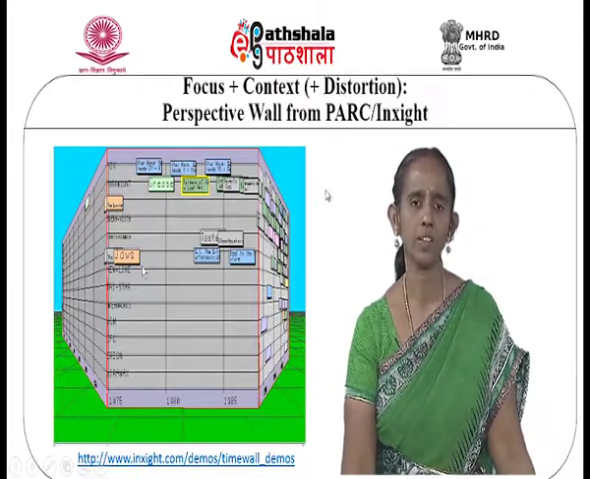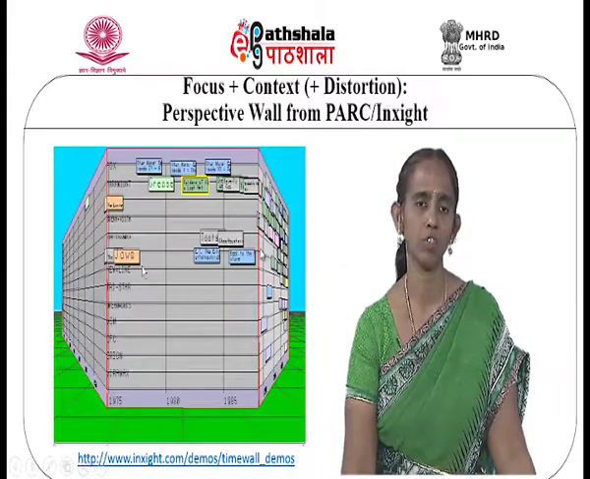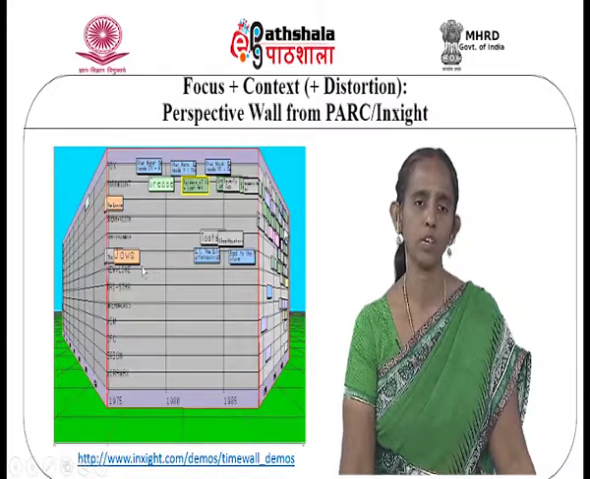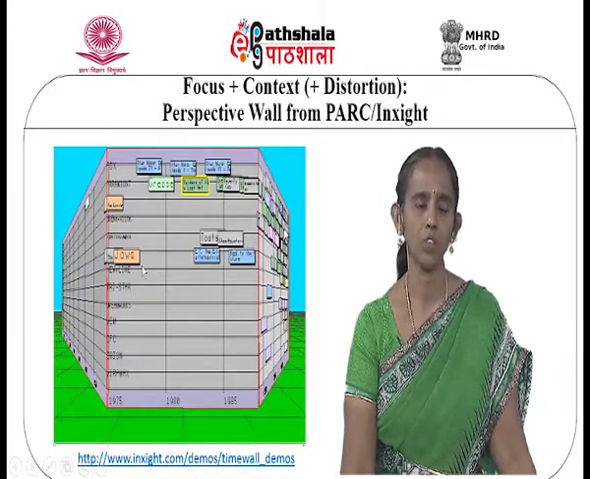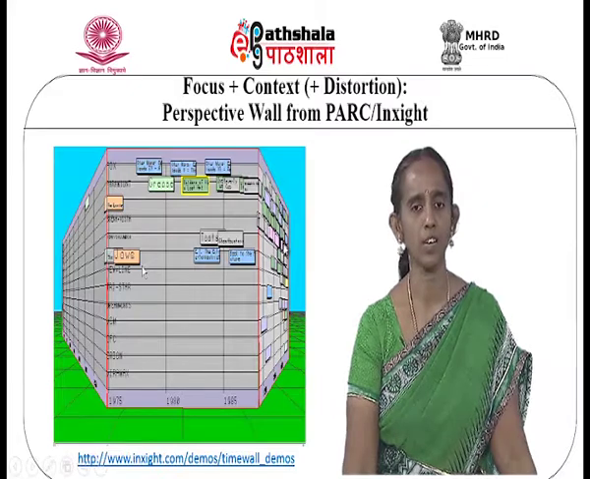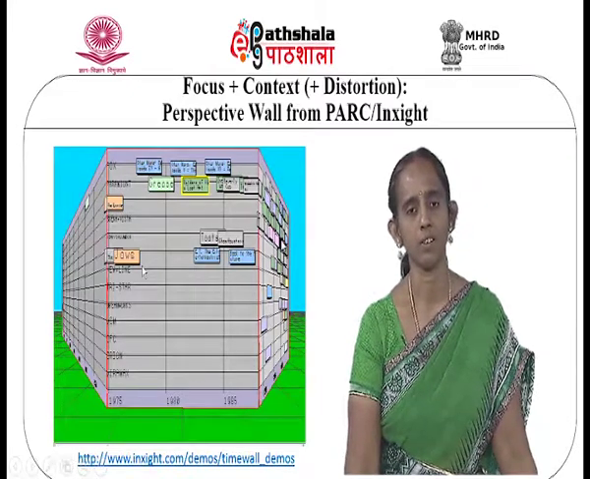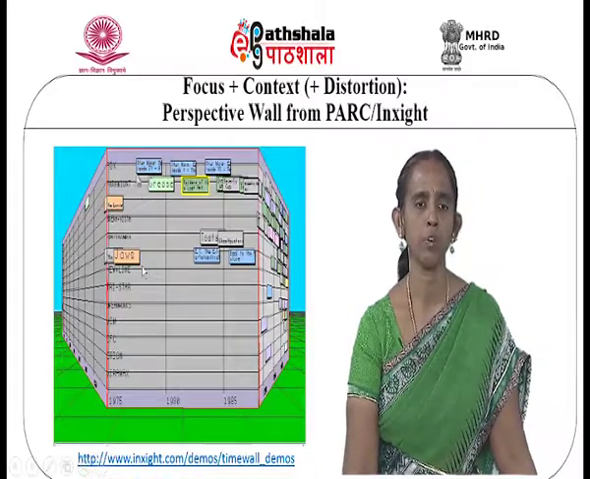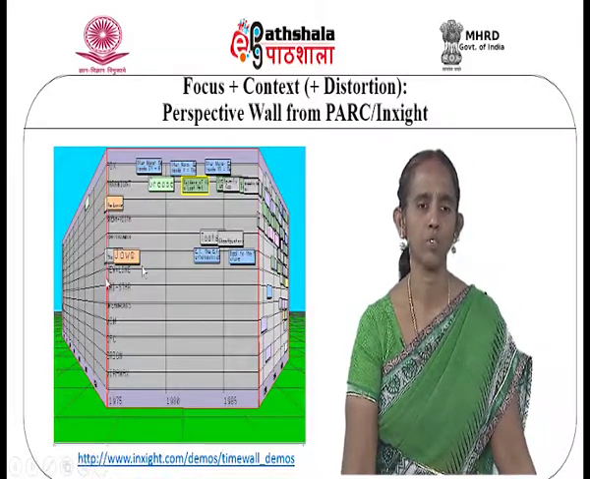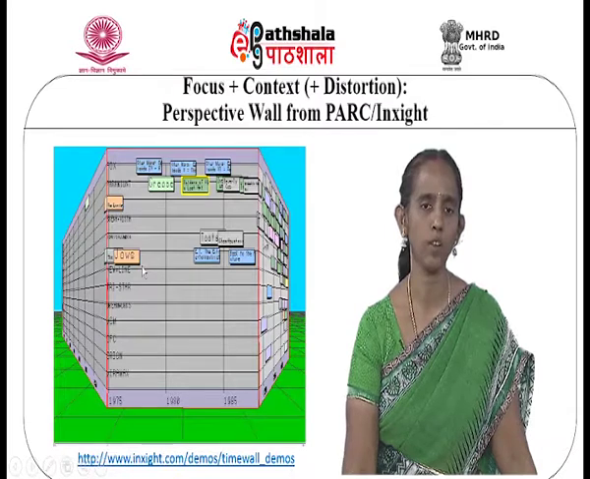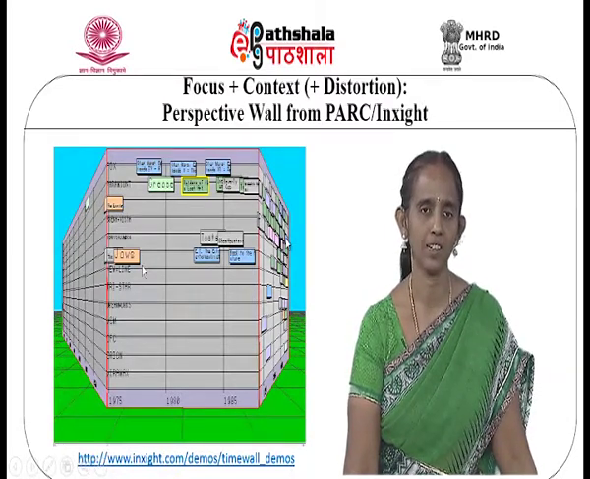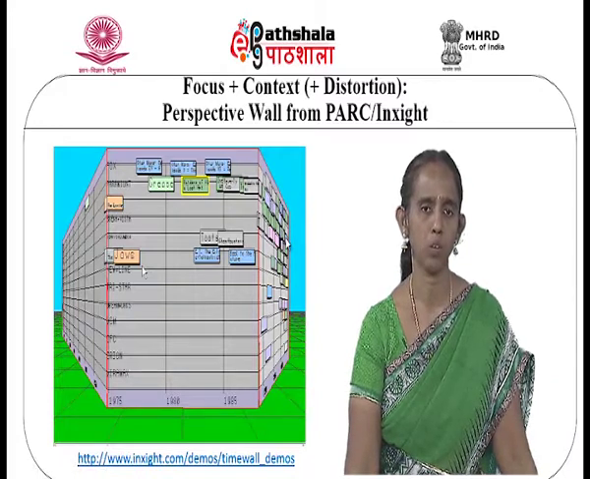Not only that, we can understand that the distortion technique is also applied to show the contextual information to the end user, because without applying this kind of distortion technique, it is not possible for the designer to show the entire information on one screen. The focused part alone is shown with much clarity, and the contextual information is shown by applying the distortion technique. So this example is from the perspective wall.